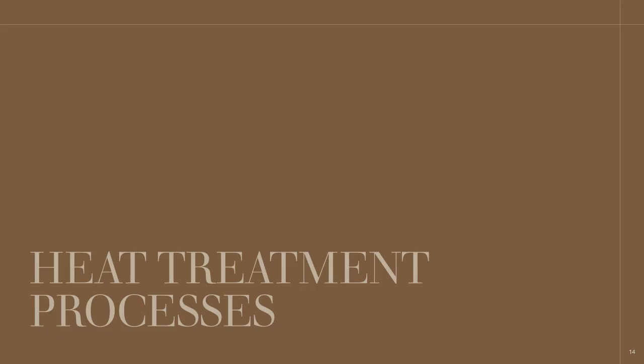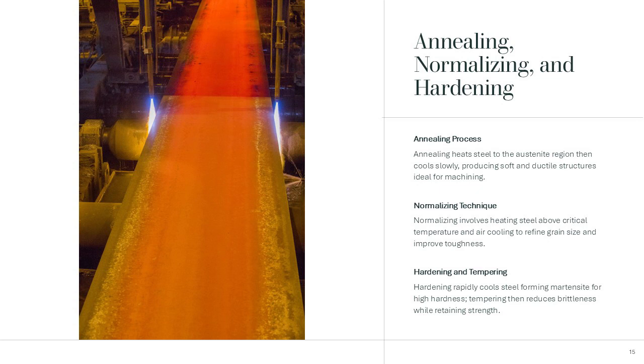Heat treatments manipulate phase transformations. Annealing softens steel for machining, normalizing refines grain size, and hardening creates martensite for high hardness. Tempering reduces brittleness while retaining strength. Heat treatments manipulate the iron-carbon system to achieve desired properties.